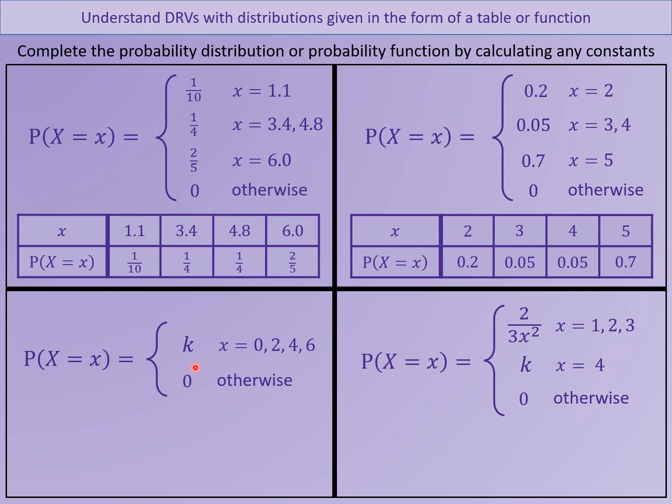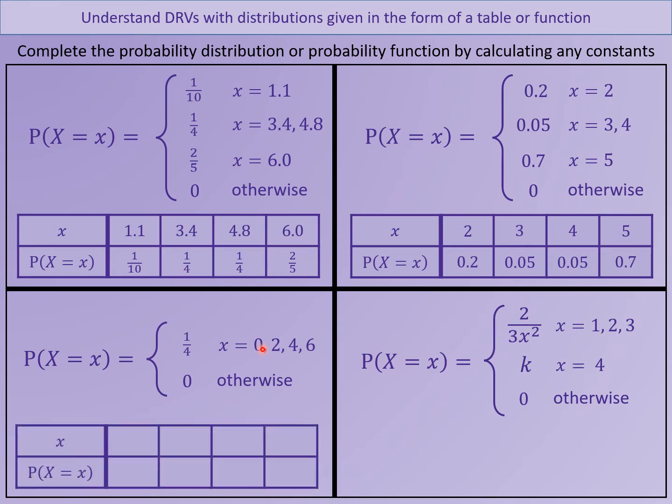For question 3, we're now going to work the other way, start with the distribution function and draw the table. And we can see here that x will have a probability of k for these 4 x values. So it's the same probability for 0, 2, 4 or 6. It will be 0 for any other value of x. So because there are 4 values of x and they're all taking the same probability, k must equal 1/4.